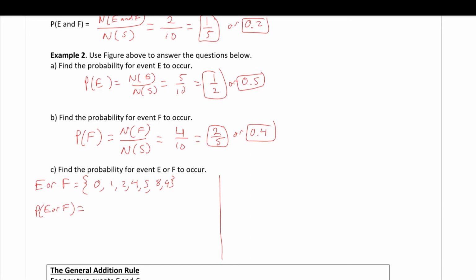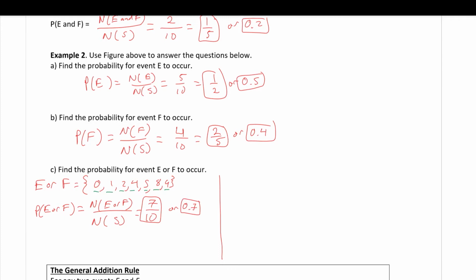in this case is, well, the number of elements in E or F over the number of elements in our sample space. Alright, so if we just count that, 1, 2, 3, 4, 5, 6, 7, we get 7. Sample space is 10. That doesn't reduce, so 7/10. Okay, so that seems pretty easy enough.